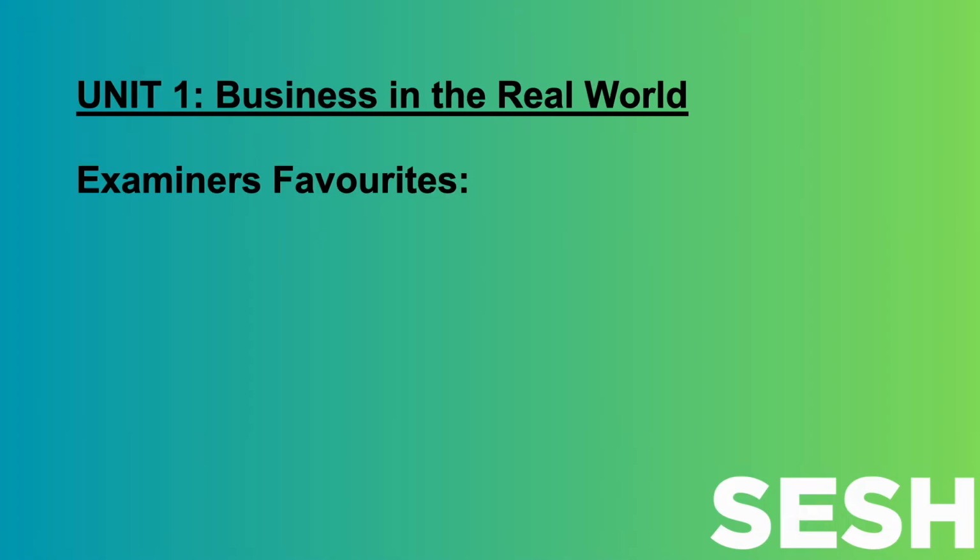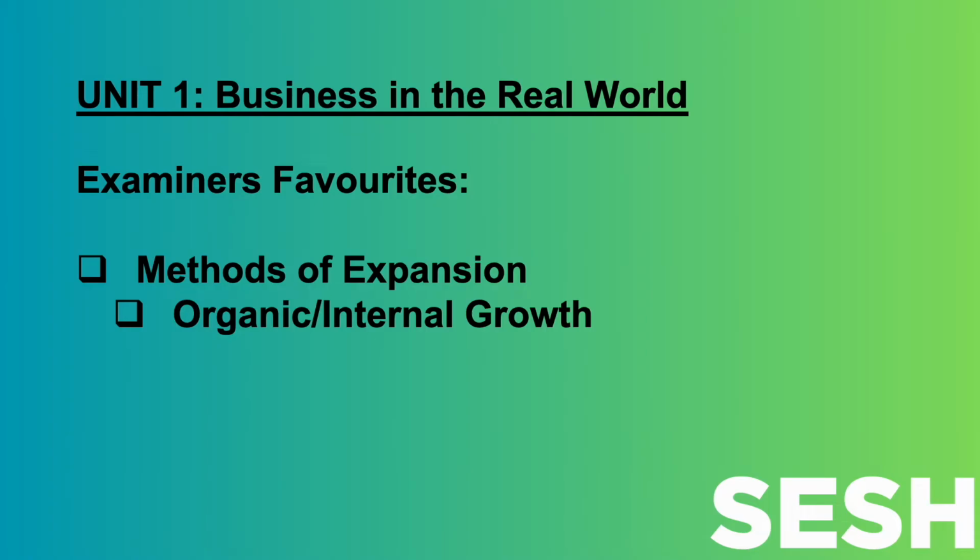So Unit 1 is on business in the real world. Let's look at the examiner's favourite. So the examiner's favourite here has been methods of expansion. That's business expansion, growth essentially. Examiners love to test your understanding on the pros and the cons of different growth methods used by businesses. That would be organic or internal growth or external growth, the two types of methods of expansion, methods of growth.